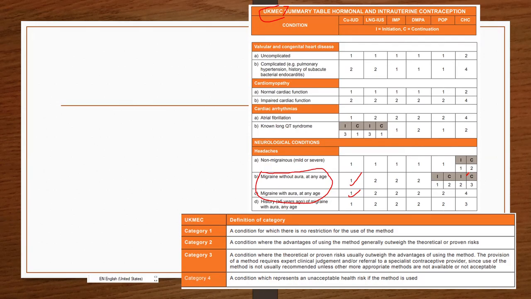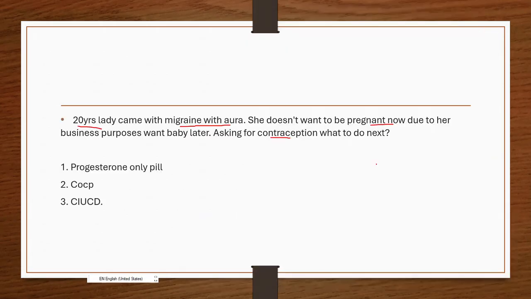It belongs to category 2 actually. Progesterone only. Now it is not clearly mentioned here. You can see it. Combined oral contraceptives you can't use. Why? Because with the migraine, estrogen you can't use. Okay. Estrogen you can't use.